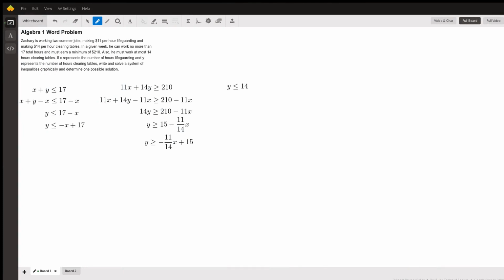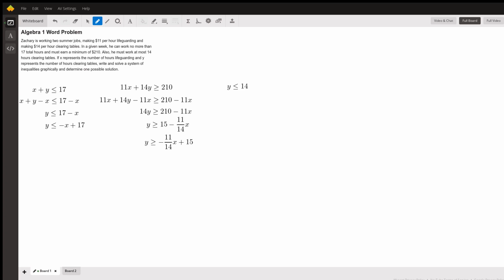Right, so this problem tells us it's a word problem, so we kind of have to come up with what the words are telling us here. Zachary is working 2 summer jobs, making $11 per hour lifeguarding, making $14 per hour clearing tables. In a given week, he can work no more than 17 total hours and must earn a minimum of $210. Also, he must work at most 14 hours clearing tables.